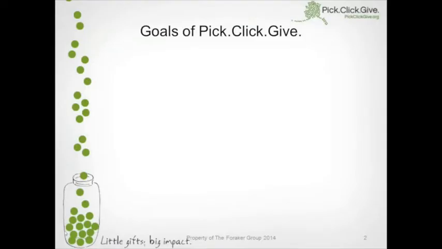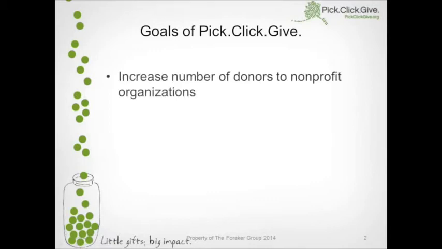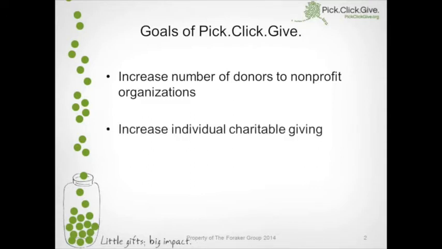So let's talk for a minute just about the goals of Pick.Click.Give. Overall, Pick.Click.Give goals are to increase the number of donors to the nonprofit organization. So this really benefits each of us to bring in new donors to our organization. It's also to increase the individual charitable giving within the state of Alaska. So hopefully increase the revenues for each of our organizations. And it's also to build a culture of individual philanthropy. So helping the state as a whole really increase that individual philanthropy.